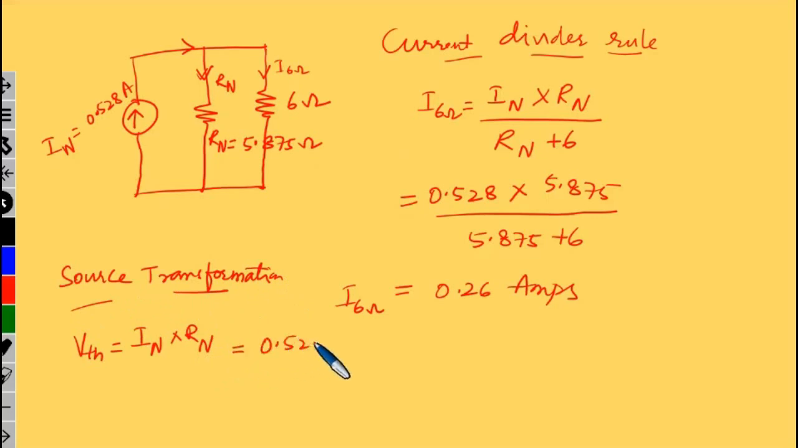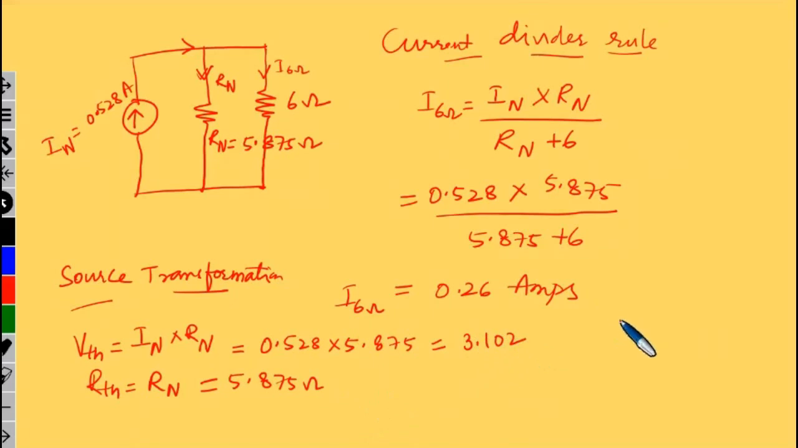So 0.528 into 5.875. We can use Thevenin's theorem also to find the current flowing through the load circuit. The value of voltage is IN into RN, that is Norton current into Norton resistance, according to source transformation. Its value is 3.102. Let me check whether it gives the same value of the current flowing in 6 ohms or not.